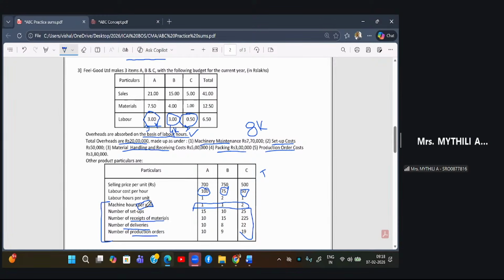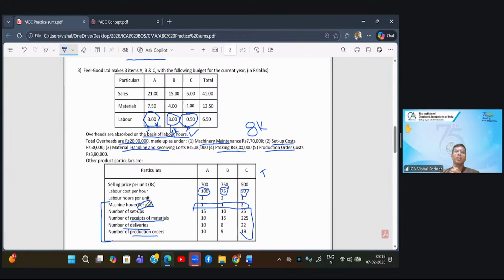Material is given, sir, A, B, and C. So we multiply machine hours into material. Material in that above table. Will it give you 7 lakhs machine hours and 4 lakhs machine hours? If you multiply material by machine hours, will it give you total machine hours?